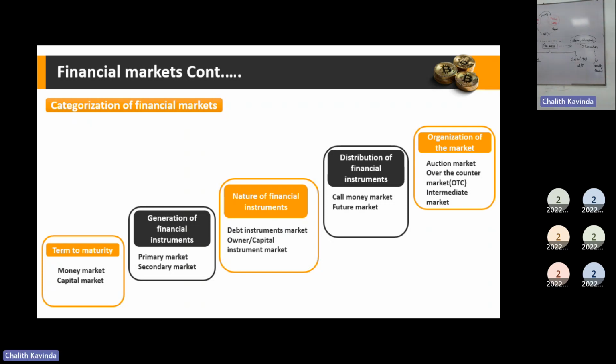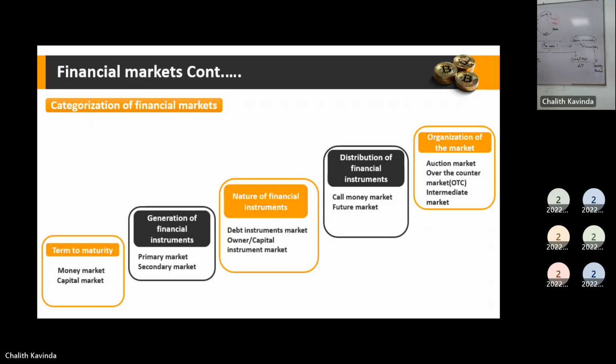Then the other one is generation of the financial instruments, that is, from where the particular financial instruments originate. So we'll discuss this part later. You have two parts, primary market and secondary market. We'll discuss these two things later, not now. Just know that based on the generation, we can categorize it into primary market and secondary market. And the third one is the nature of the financial instruments.